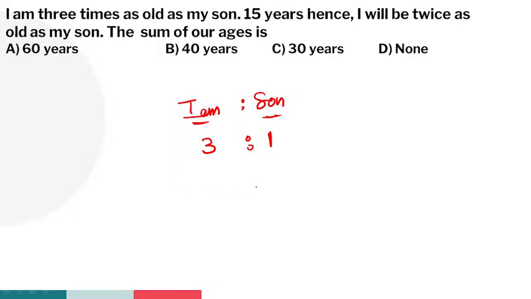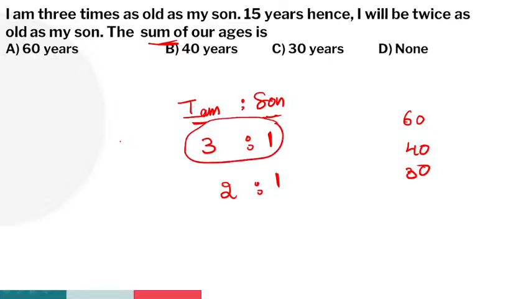Next, 15 years hence, I will be twice as old as my son. 15 years hence also, my son's age is, I don't know, let it be 1. Okay, na? So how many times? Twice. Twice means 2 times. 1 into 2, 2. So this is the formation, guys. If you use the shortcut method, the basic method, or the option verification method, we'll get the answer. Okay, na? Right. So first option 60, second option 40, third option 30. We have to find the sum of our ages. Sum means adding. Okay, na?